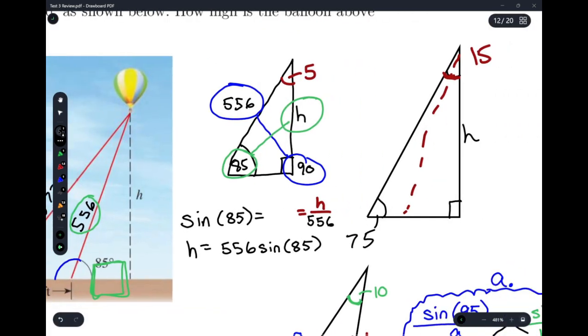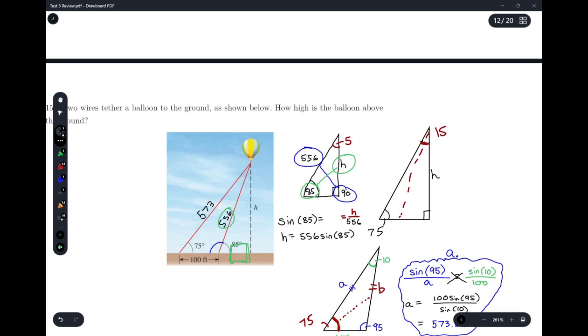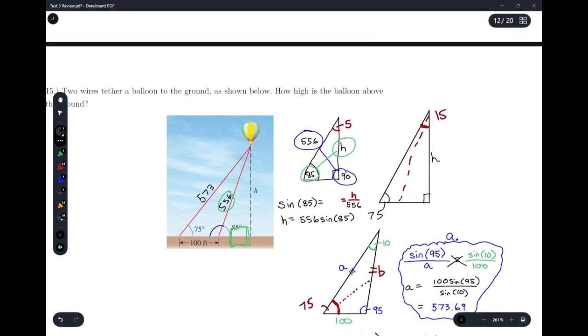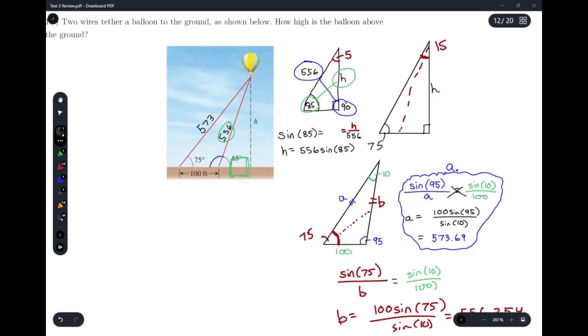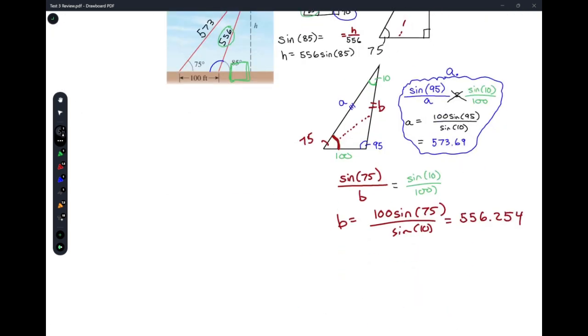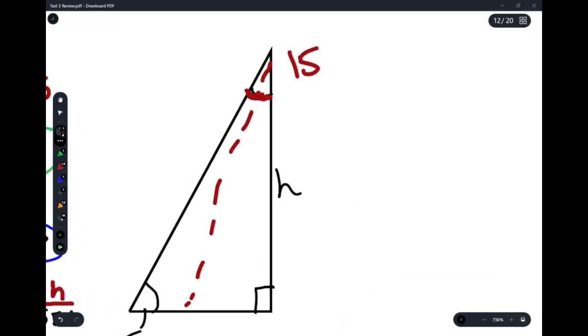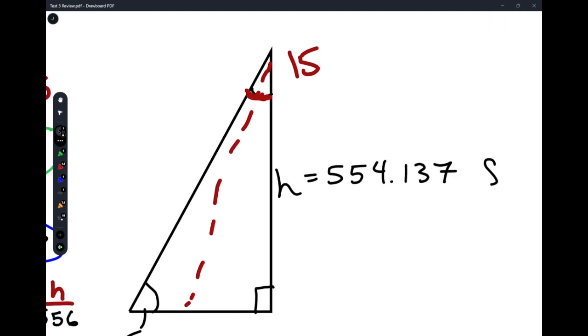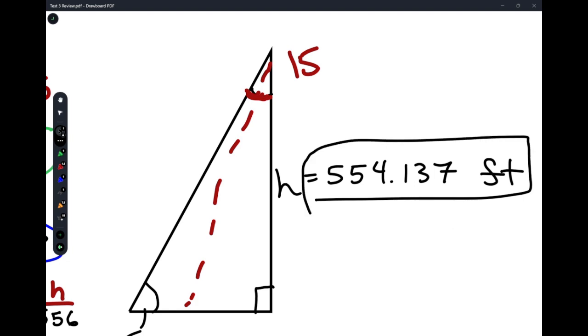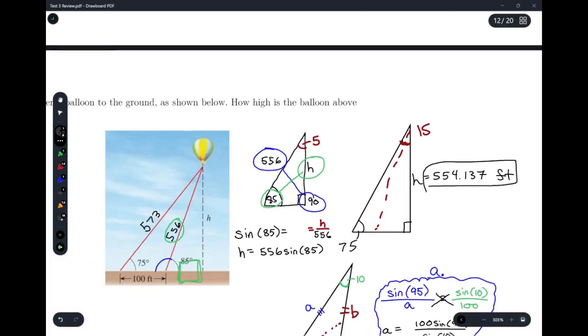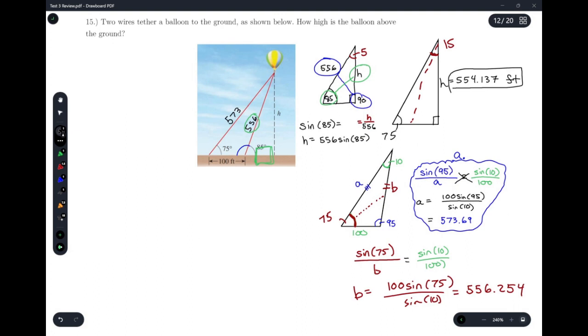553.88. Oh, but it's not 556. I should have gone up and grabbed it. It's what? 556.254. Now I'll do times the sine of 85. 554.137. I don't know. I'll zoom out and pause for a second, unless you regroup on the difficulty of that problem.